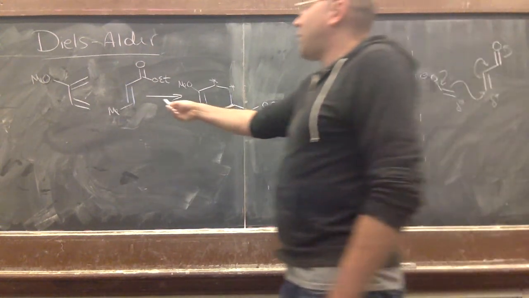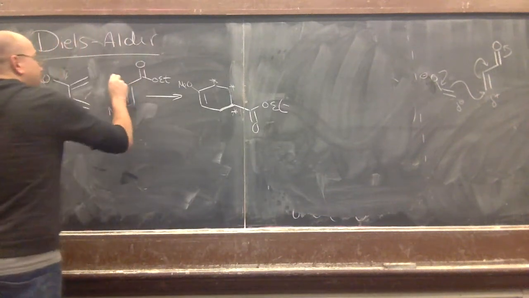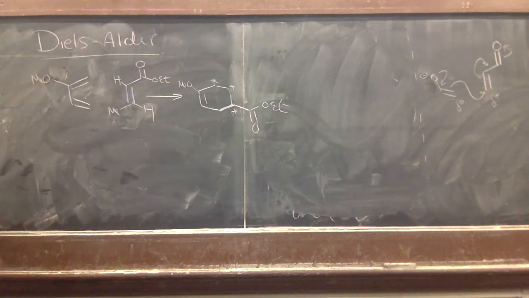Because they're on opposite sides of the carbon, we can draw the hydrogens maybe to help us see it a little bit better. Because they're on opposite sides of the carbon in the starting material, and it's a concerted process, what do you think that tells us about where they're going to be in the product? Exactly, they're going to be on opposite sides of the ring in the product.